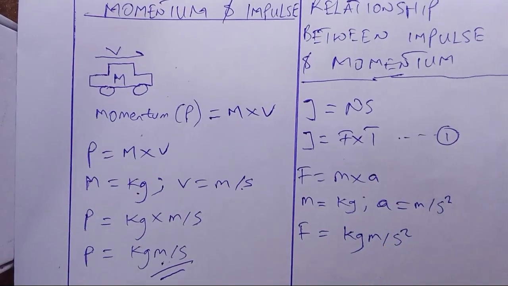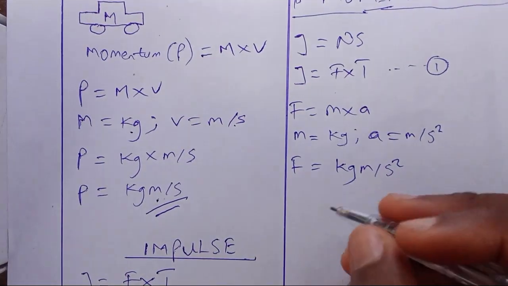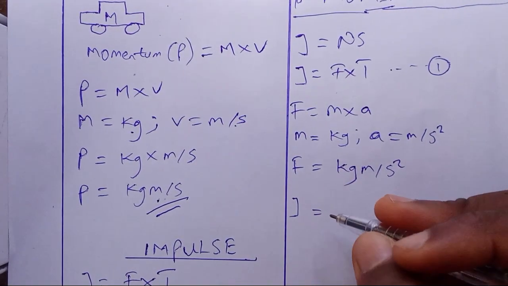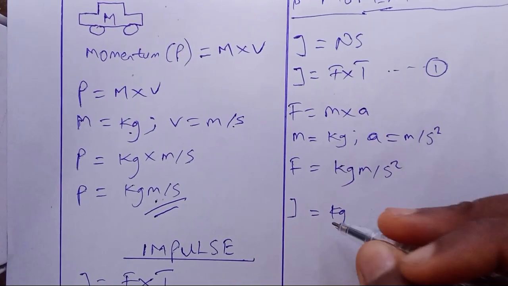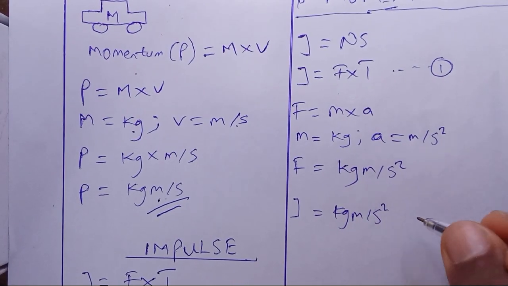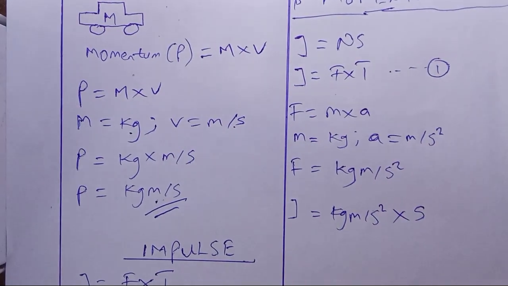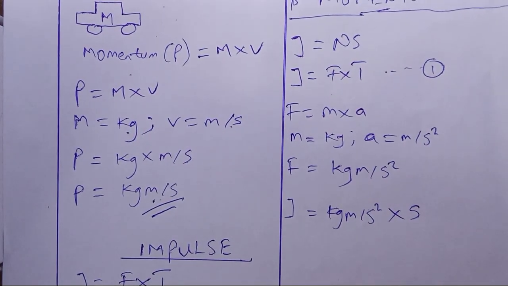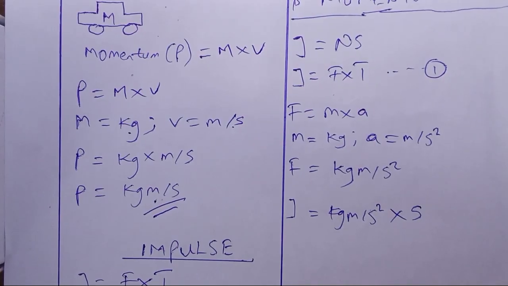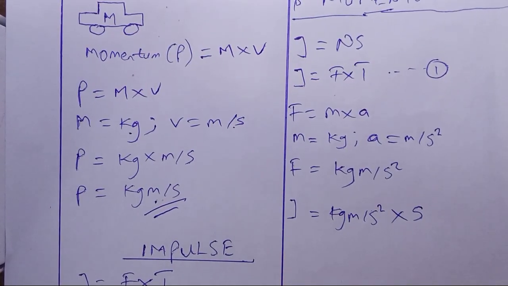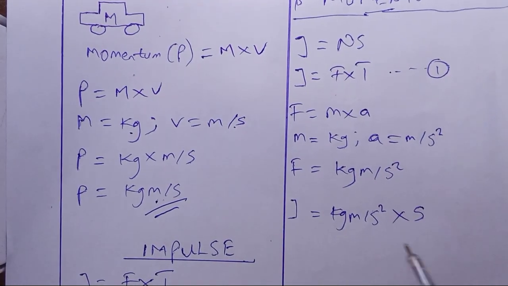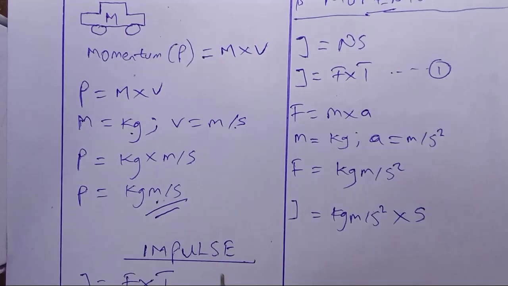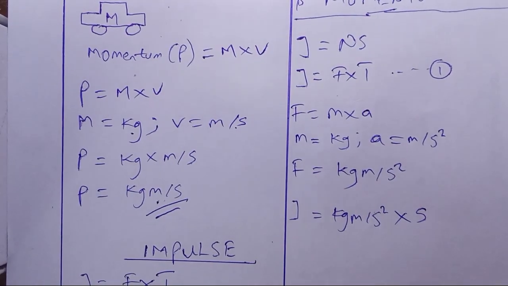We can see our impulse now. J is equal to what? Our force is what? Kilogram meter per second square, times our time, which is what? Seconds, right? We are moving slowly. I'm trying to prove to you guys that impulse and momentum, the first relationship is that they both have the same SI units, as we are proving now. SI unit for momentum is what? Kilogram meter per second. And we're doing that now for our impulse. Let's check if we get the same kilogram meter per second as our momentum.